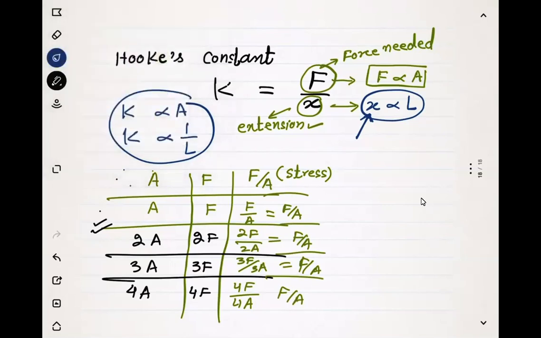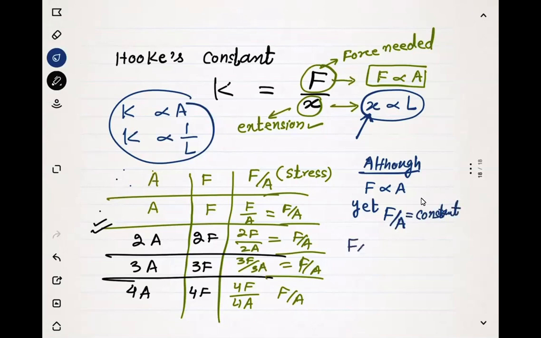So we can make a conclusion, although F depends on area, yet F over A is a constant as it is independent of the area. So you can say that F over A is independent of area, because if you double the area, the force needed will become double. And as a result, this F over A will become independent of the area. It does not depend on the area.